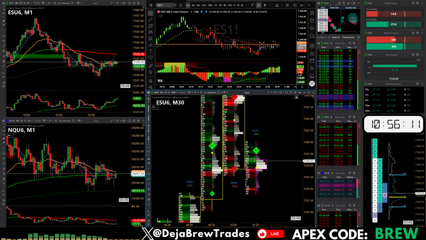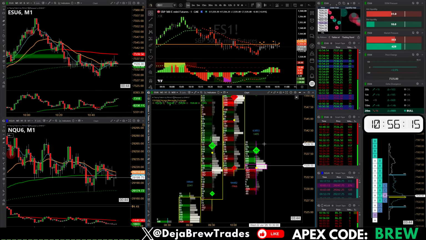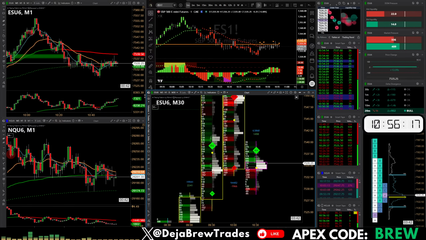This is kind of just the chop zone on VWAP. We have to figure out which side is going to win VWAP here.